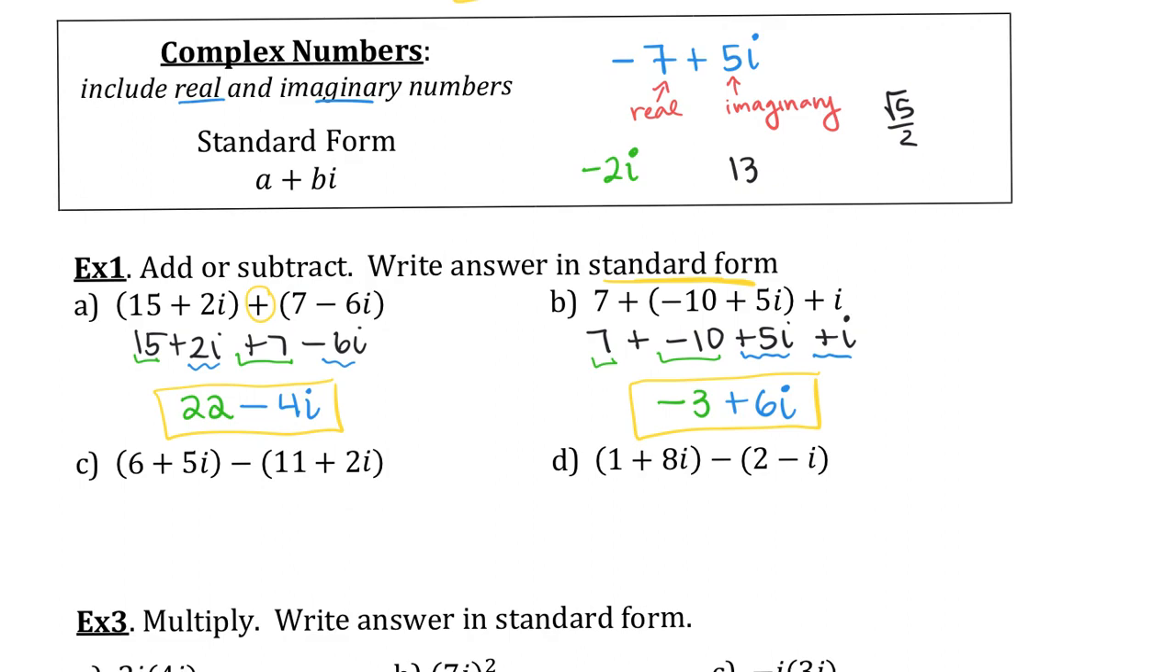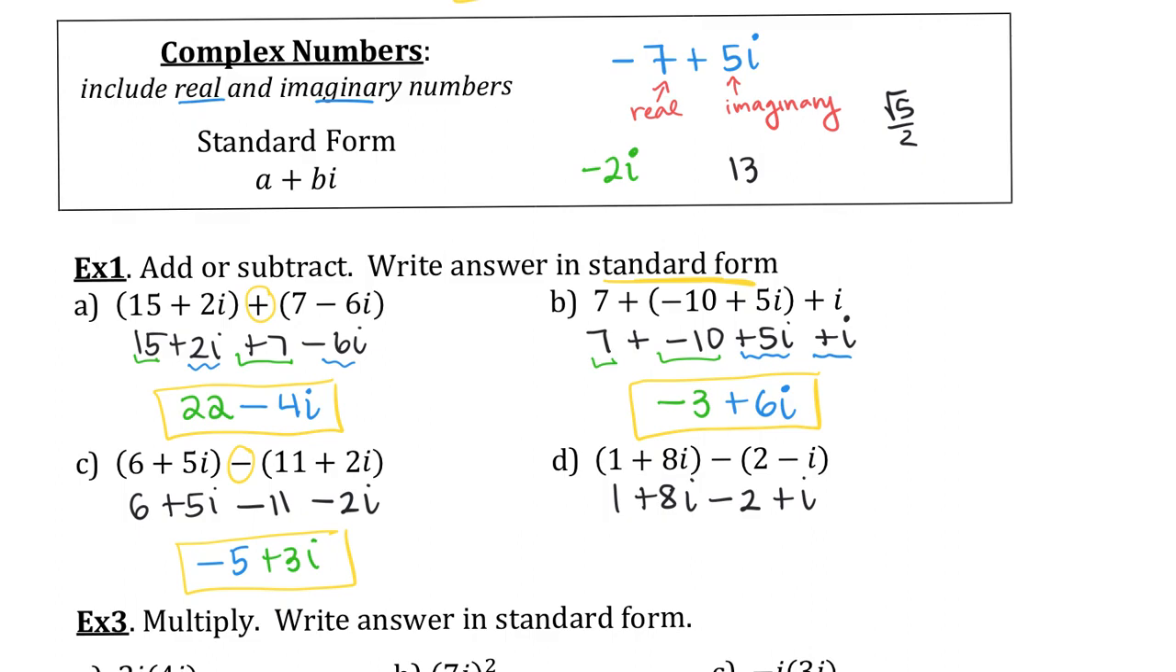Okay, and then the next two are subtraction. When you're subtracting, you need to be careful with the signs. This is fine, but when I subtract, I'm minusing the 11 and I'm minusing the 2i. Okay, real, -5. Imaginary, 5i minus 2i, positive 3i. Okay, one more like this. 1 plus 8i. Since I'm minusing, -2 minus i, positive i. Okay, standard form, real plus imaginary. So real, imaginary. 8i plus i, 9i.